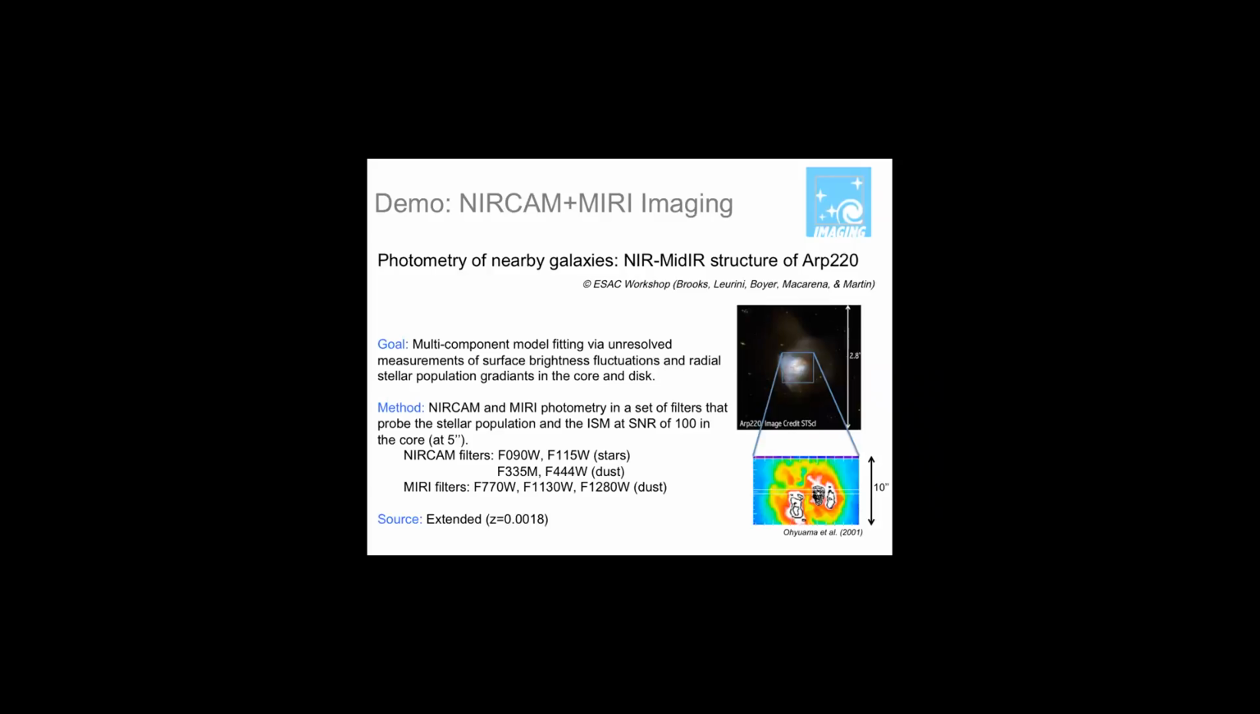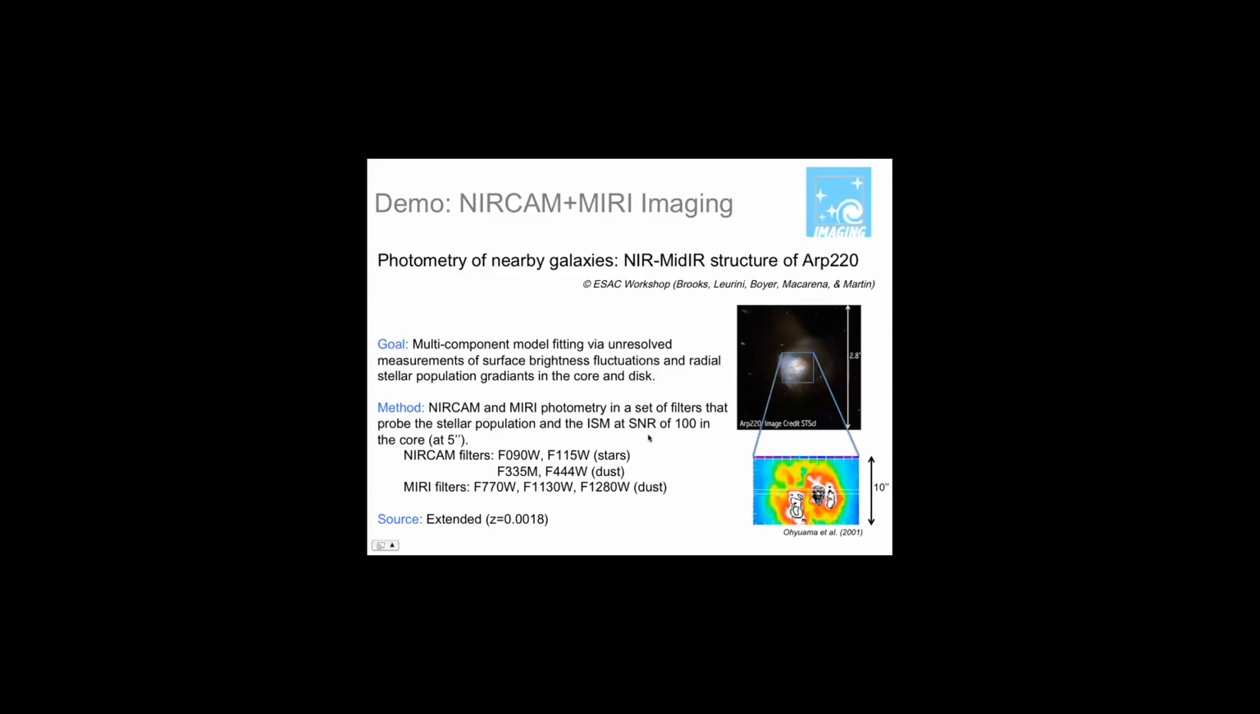So we are interested in unresolved measurement of the surface brightness fluctuation and the radial stellar population gradient in the core of the galaxy, but also in the disk. So to do that, we will use NIRCam and MIRI in the imaging mode using a set of filters that probe the stellar population here, basically, and the dust properties, so those 2 and those 3 for MIRI.